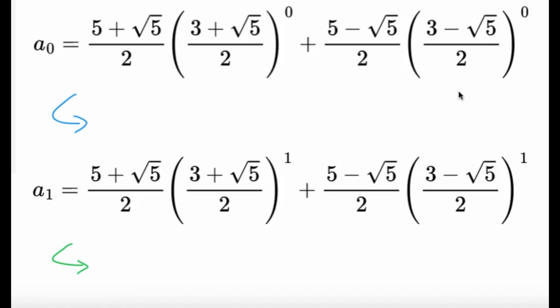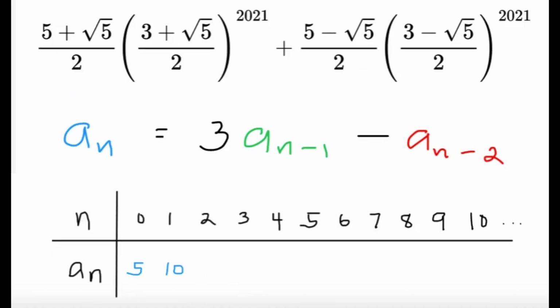Now you guys can work out the maths here. If we simplify the first one, since these two are just 1s, these two are just 1s, we get that a sub 0 is equal to 5. Now for a sub 1, we just have to do a little bit more work, but if you simplify that, you're going to get that a sub 1 is equal to 10. So let me put these two numbers in here.